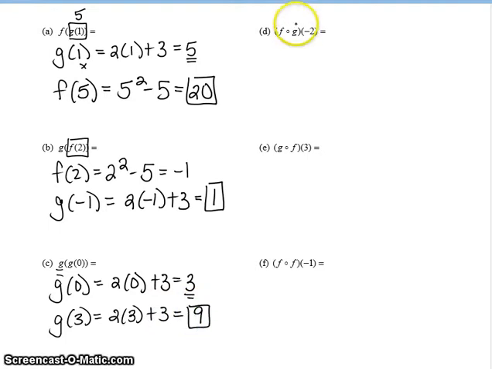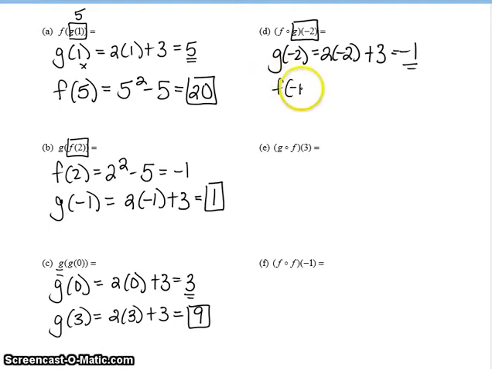Okay? Back up top here, a little bit different notation, but you're still working from right to left. So I'm going to plug a negative 2 into the g function. It's going to be 2 times negative 2 plus 3, which is a negative 1. Now take that negative 1 and substitute it into the f function, so they want you to find f of negative 1. Remember, any negative numbers plugged in have to be in parentheses so that you know it's the negative number being squared, and then minus 5. So that's going to result in a negative 4.